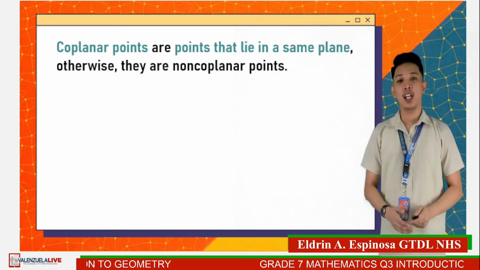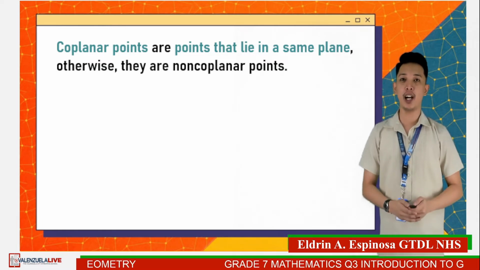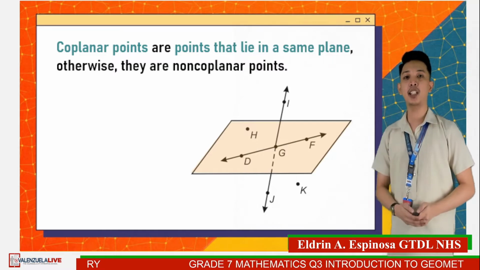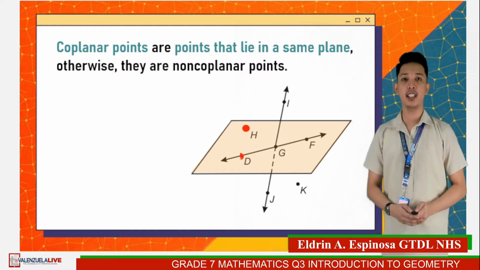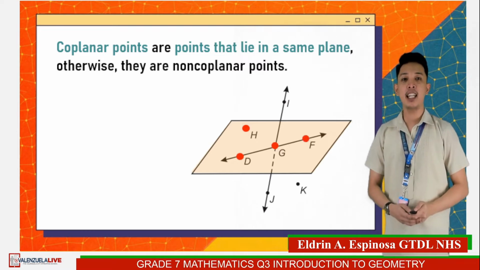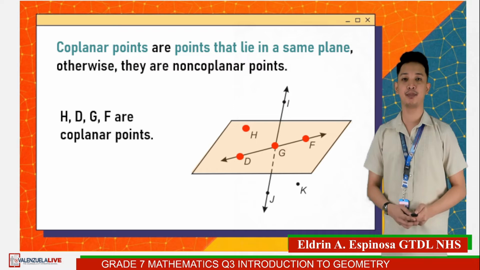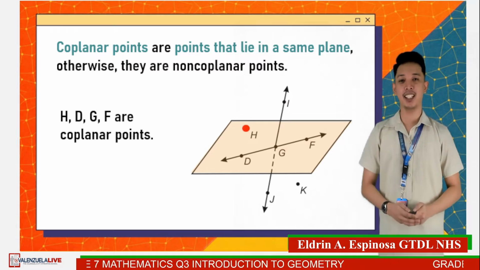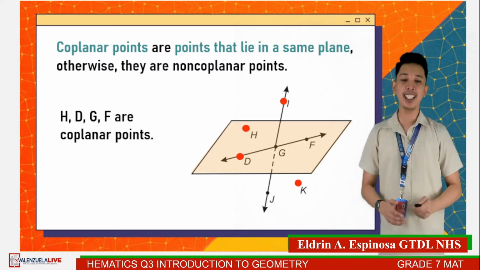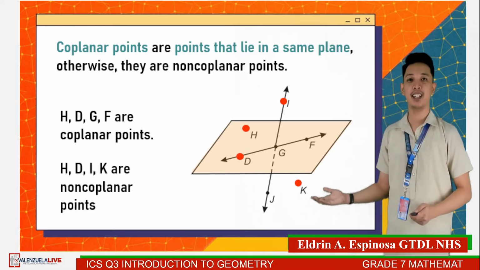Coplanar points. Coplanar points are points that lie in the same plane, otherwise they are non-coplanar points. In this figure, points H, D, G, and F lie in the same plane, so they are coplanar. Points H, D, I, and K do not lie on the same plane, so they are non-coplanar.